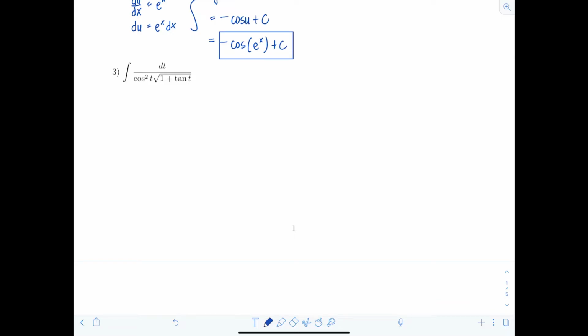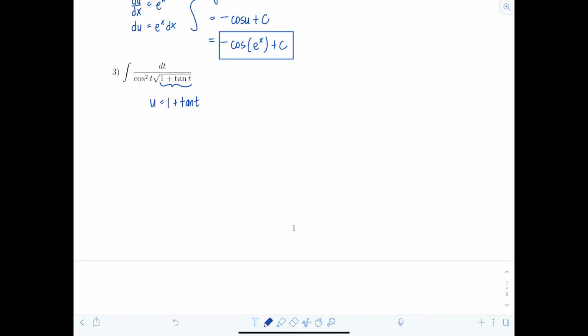All right, let's move on here to the third example. So I have the integral of dt over cosine squared t times the square root of 1 plus tangent t. Now maybe at first glance it's not clear what to do. Do you see any sort of composition? I mean, I see this function underneath the radical. So I feel like maybe u should be 1 plus tan t.